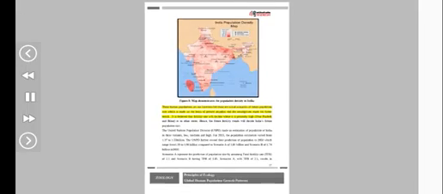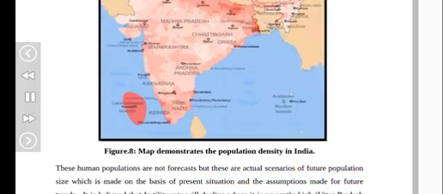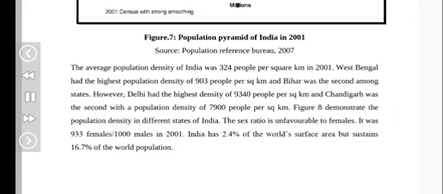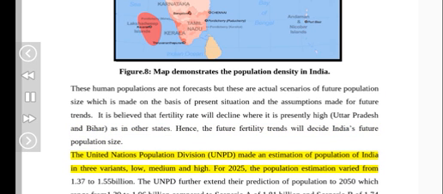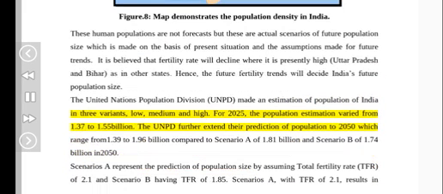These human population projections are not forecasts, but actual scenarios of future population size, which are made on the basis of the present situation and the assumptions made for future trends. It is believed that the fertility rate will decline where it is presently high, in Uttar Pradesh and Bihar, as in other states. Hence, future fertility trends will decide India's future population size. The United Nations Population Division (UNPD) made an estimation of the population of India in three variants: low, medium and high. For 2025, the population estimate varied from 1.37 to 1.55 billion.